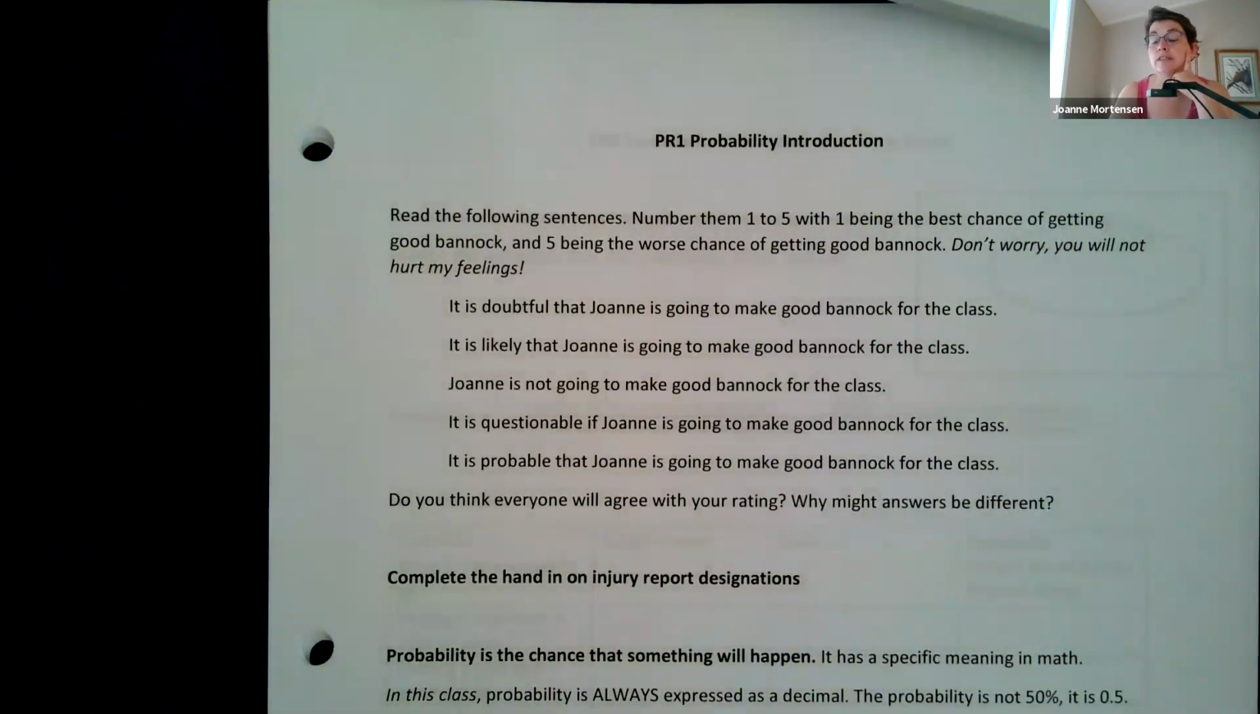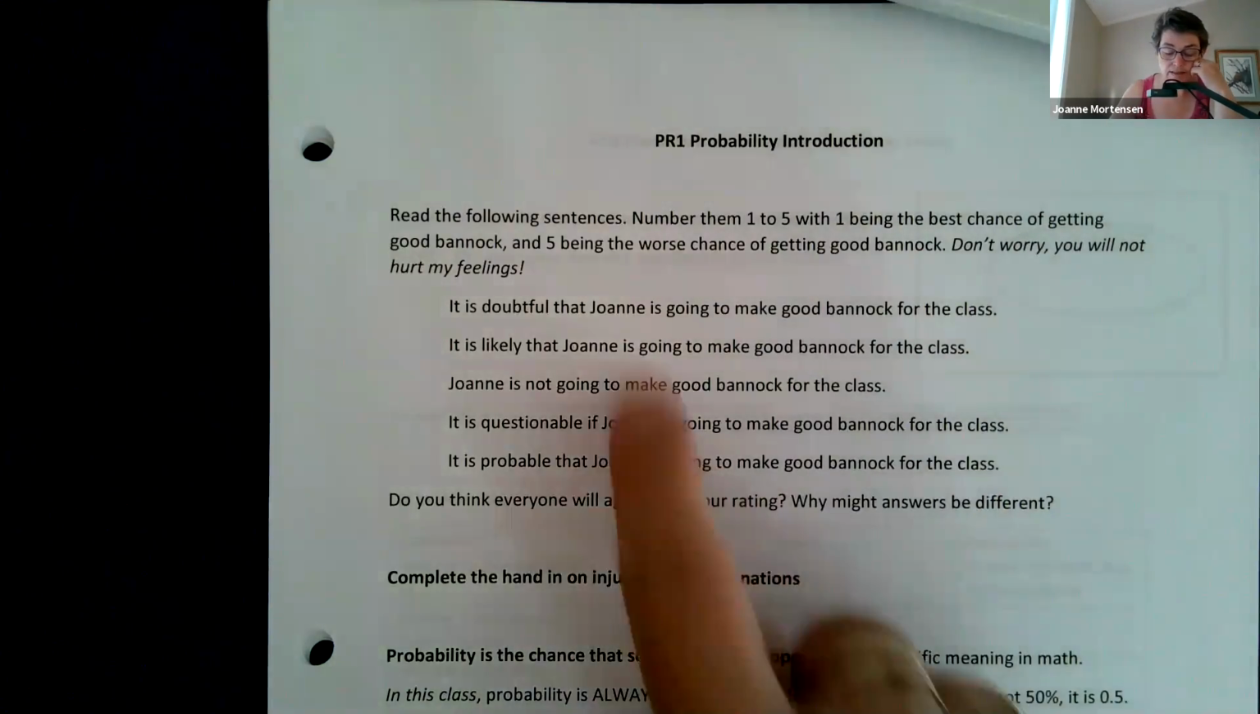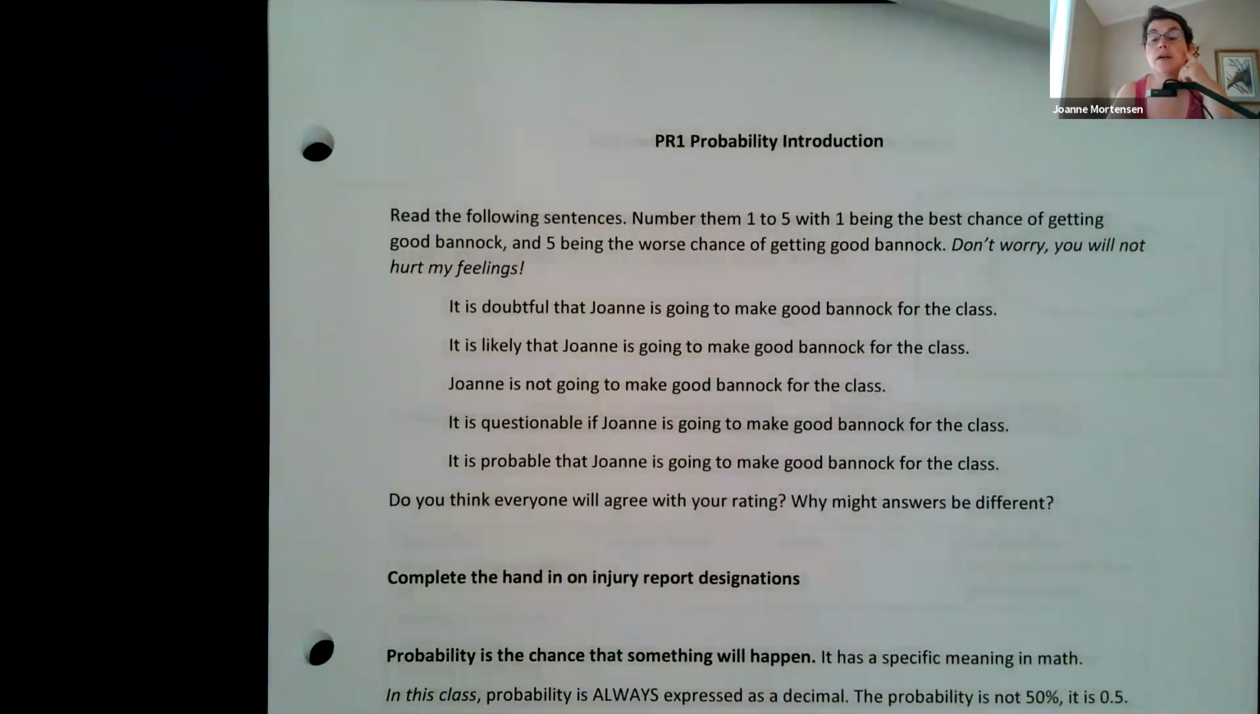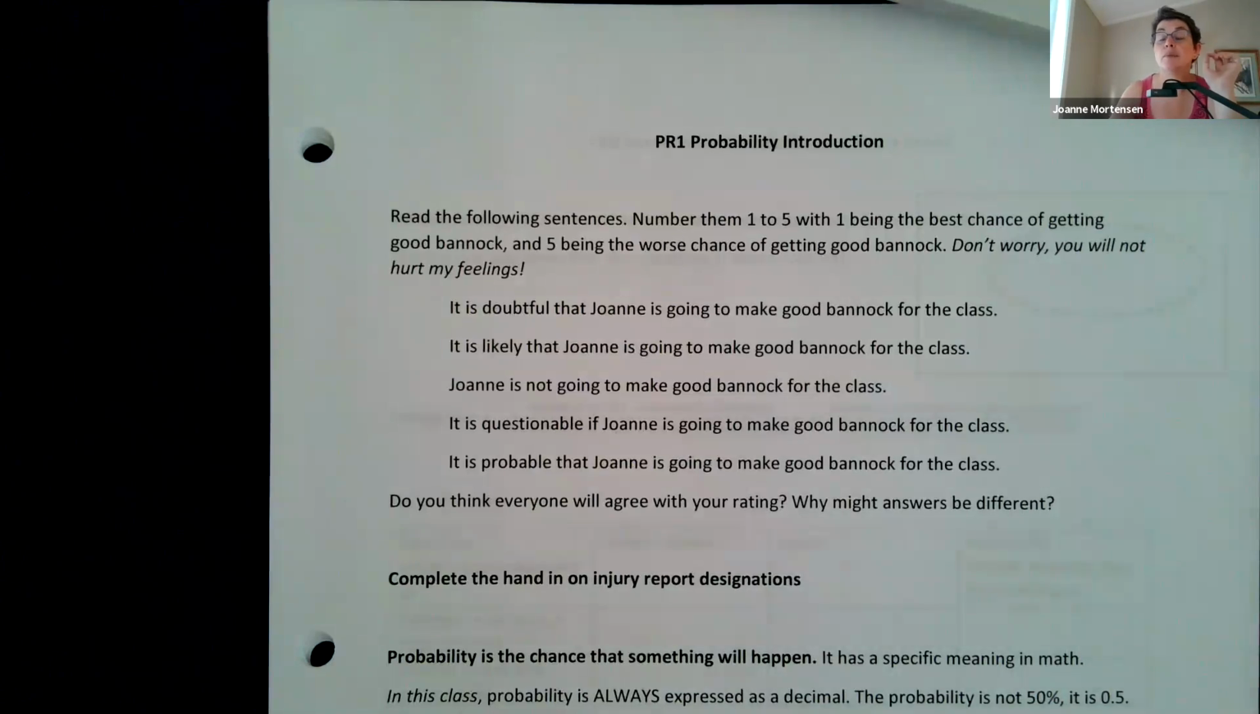All right, so what I want you to do is to read the statements here. I think there's 5. And I want you to number them 1 to 5, with 1 being the best chance of getting good Bannock from me, and 5 being the worst chance of getting good Bannock. And I said, seriously, you will not hurt my feelings, but it's really important. I want you to pause it and actually think about what you're writing. And so 1 is the best chance, and 5 is the worst. So please pause the video.